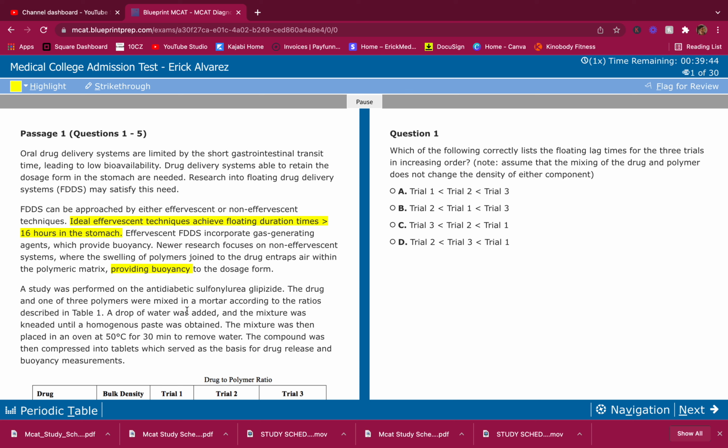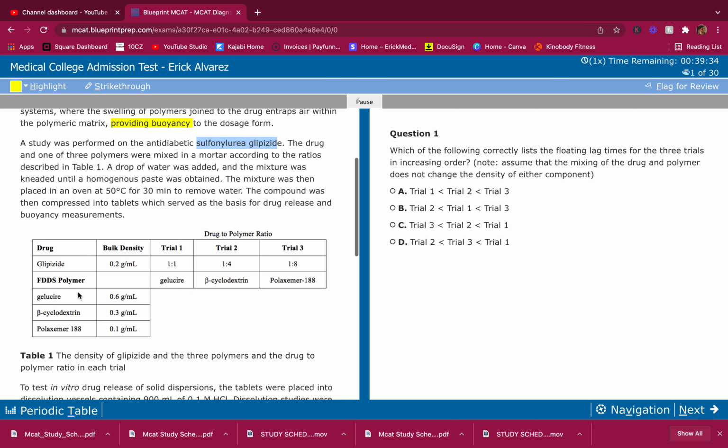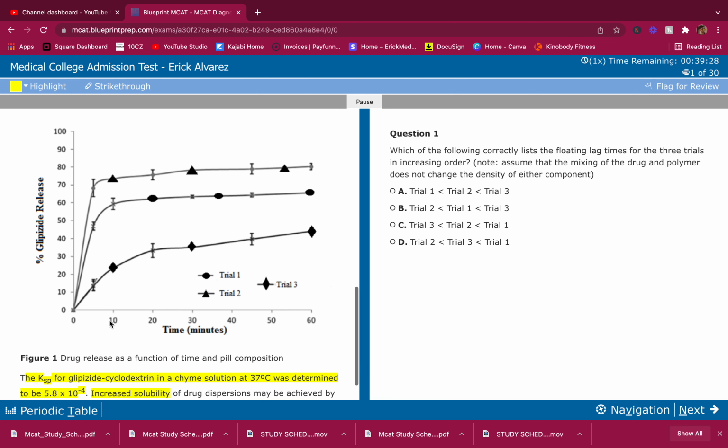The point of this research is so that they can retain the dosage form in the stomach when they deliver drugs. So this is the research here, okay? They tested out this drug, and they said, hey, I'm going to mix it with three different polymers at different ratios, see what happens. And what has happened? This is our results.